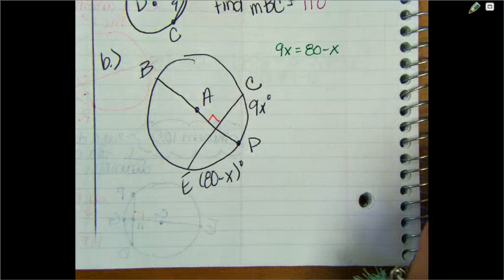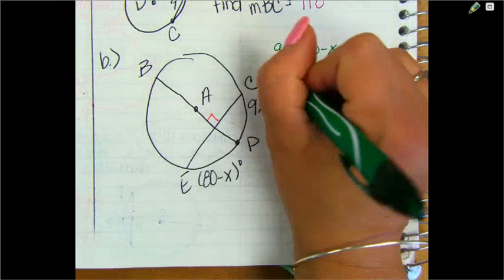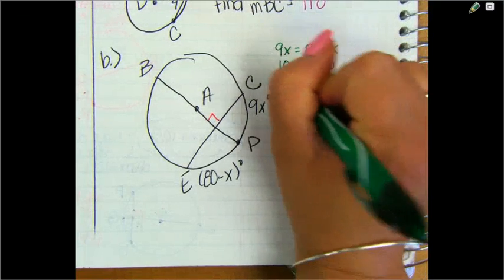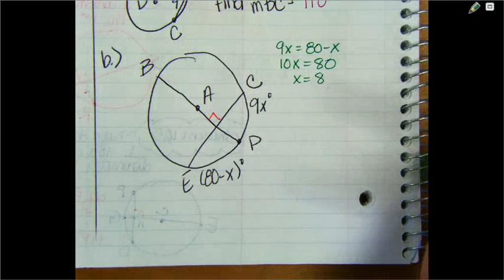What do you do to solve this? You add x to both sides, and what do you get? 10x equals 80, and dividing, x equals what? 8. Wonderful. What should I do with 8? Plug it in.